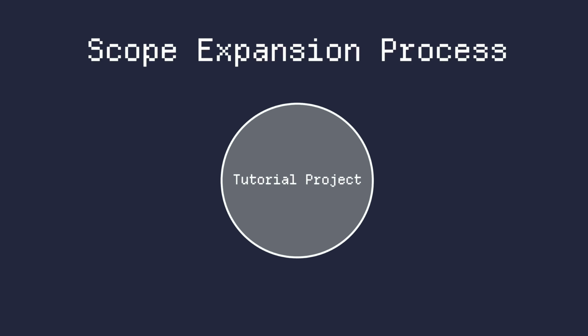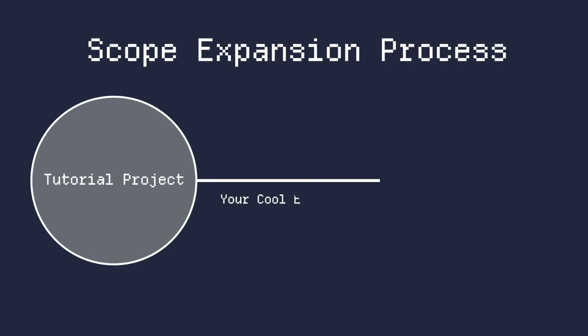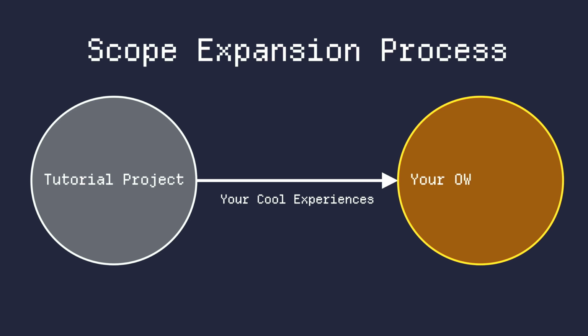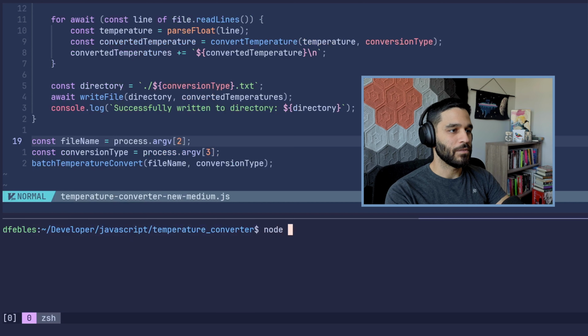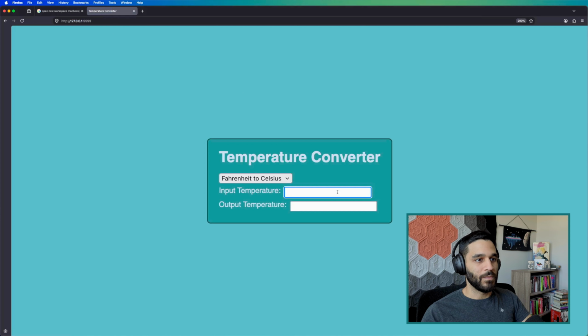Today I'll be talking about the scope expansion process, which will help you to break out of this dilemma. Using this process, you'll be able to take a tutorial you've completed, expand on its scope, then use your experiences as a launching pad towards a project of your own. Then you can replicate this process with any new technology you learn and expand your portfolio. I'll use a coding project I threw together to help illustrate what this process will look like.